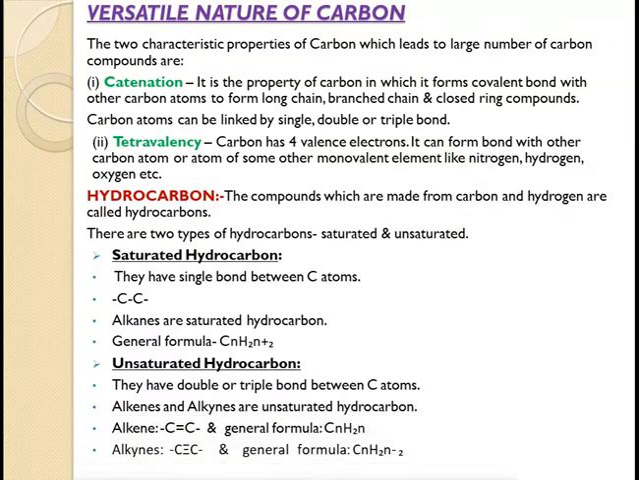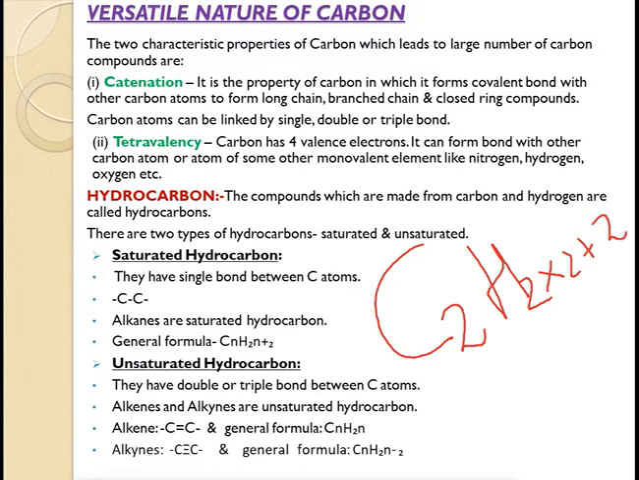Like this, suppose I have taken 2 carbon atoms. So 2 into 2 plus 2. How much will we get? C2. 2 twos are 4, plus 2, 6. C2H6. This is the second compound which we can make from this formula: methane, ethane. This is the general formula for alkanes.